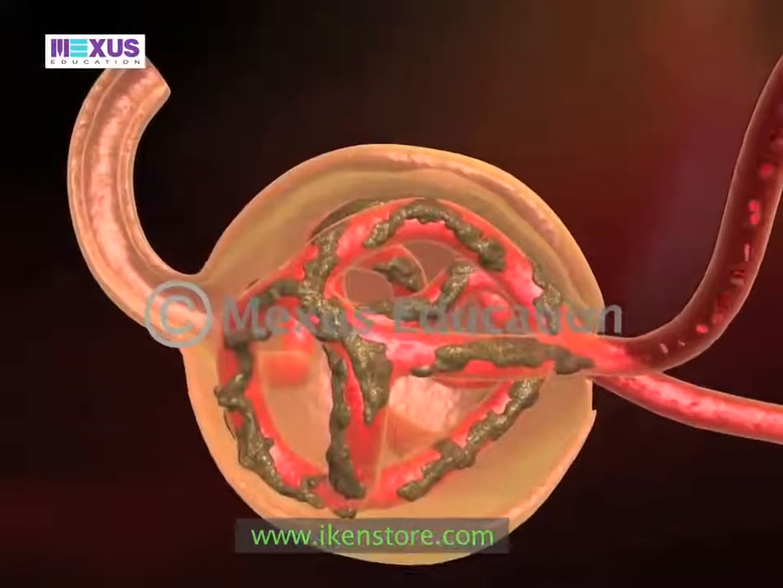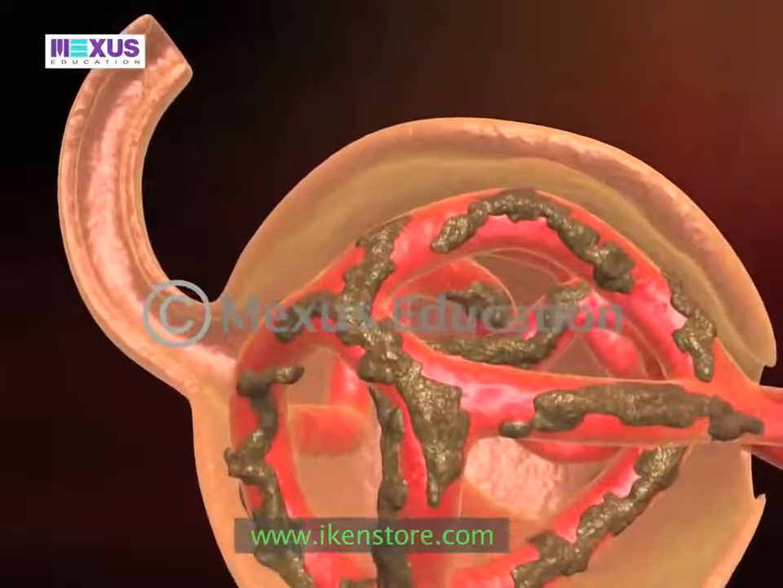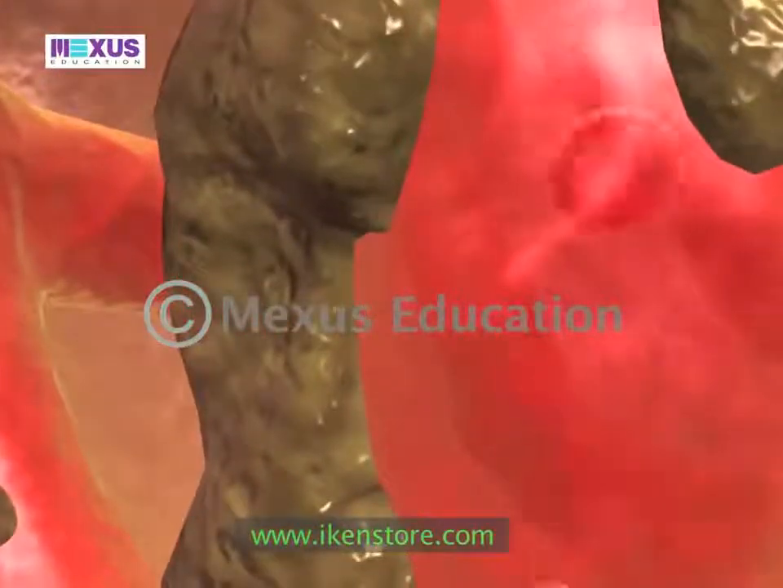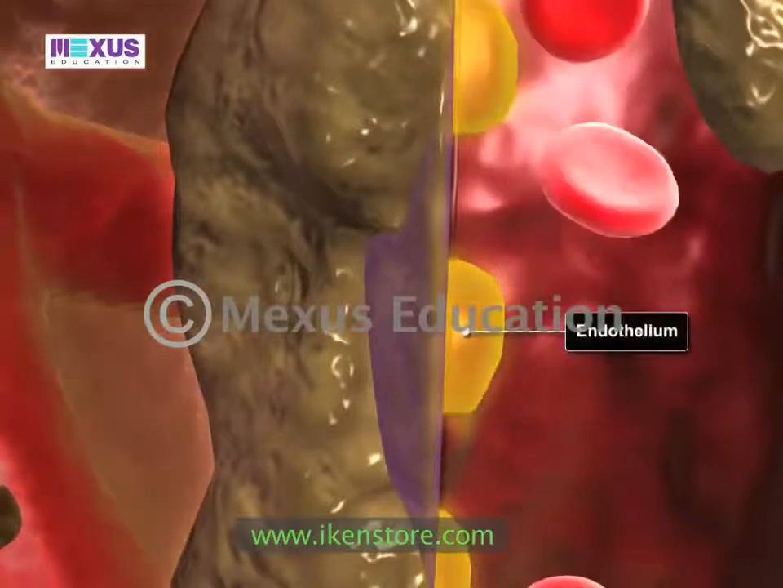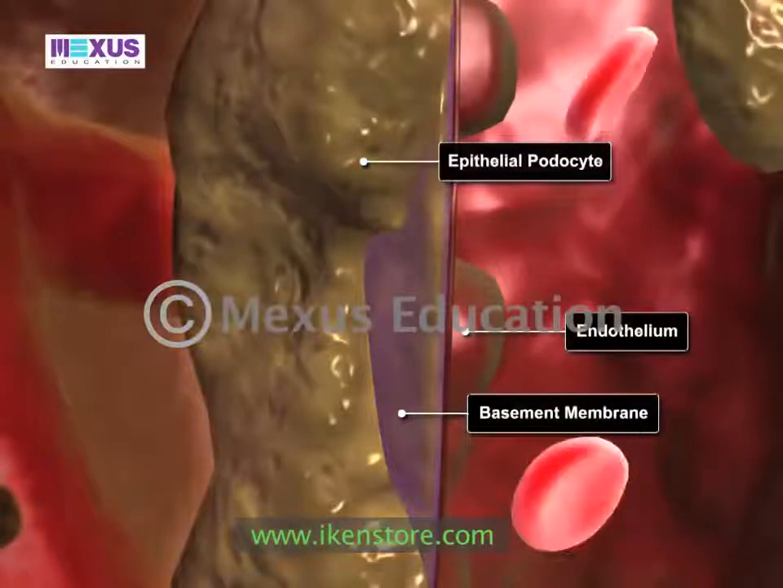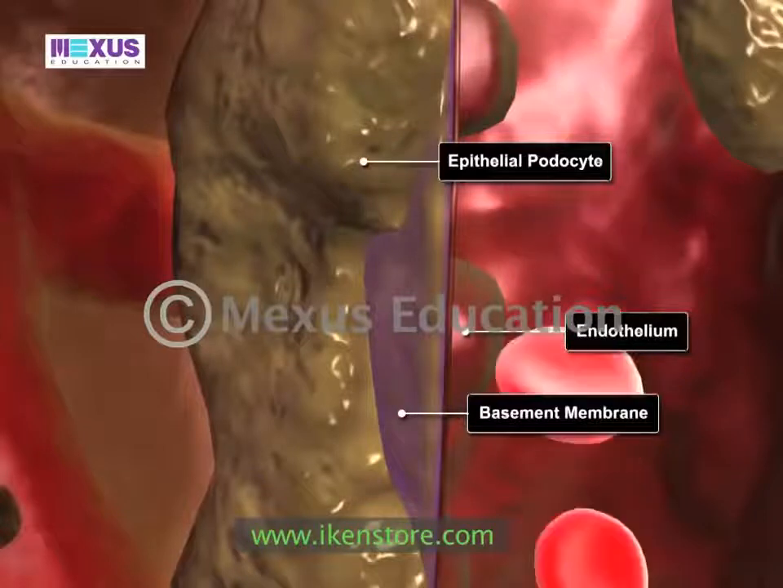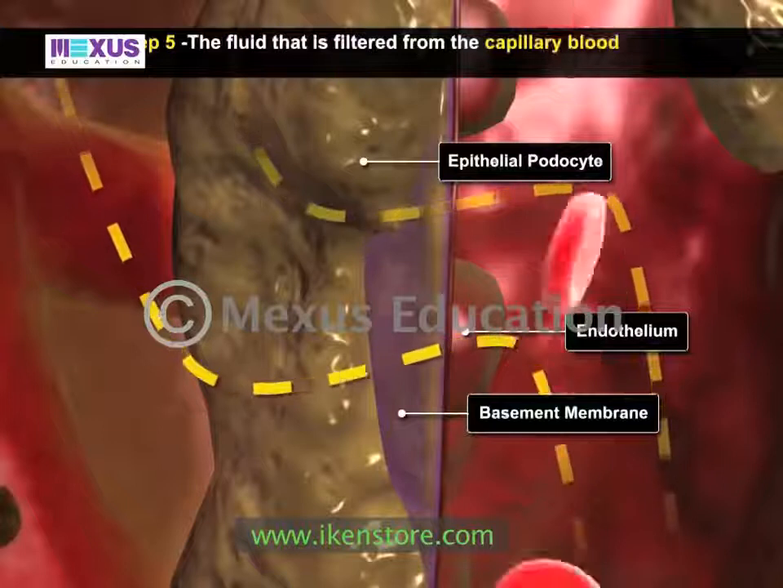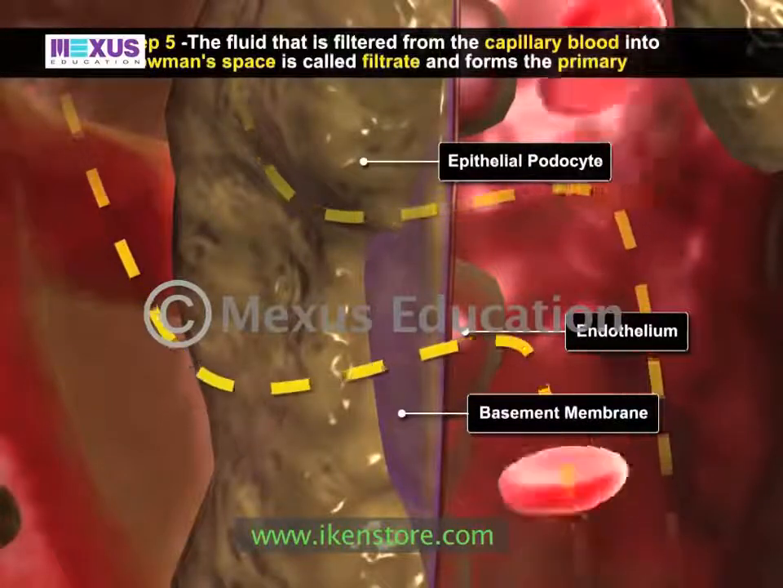Plasma-like fluid is filtered from the capillary blood into Bowman's space through the glomerular filtration membrane. The glomerular filtration membrane consists of 3 layers of capillary walls, the endothelium, the basement membrane, and the epithelial podocytes. This membrane allows some particles from the blood to pass through, but not all. The fluid that is filtered from the capillary blood into the Bowman's space is called filtrate and forms the primary urine.